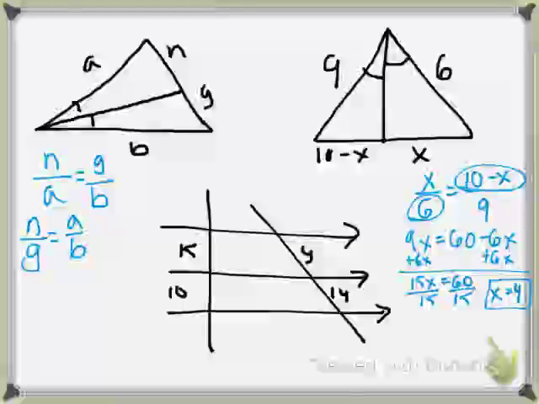Do we usually have to solve those? Usually, yeah. Usually you won't just be setting it up. You'll have to solve as well. In the bottom one, this is that corollary that says if I have parallels that are cut up by transversals, that it will cut them up proportionally. And what would be a proportion we could set up here?